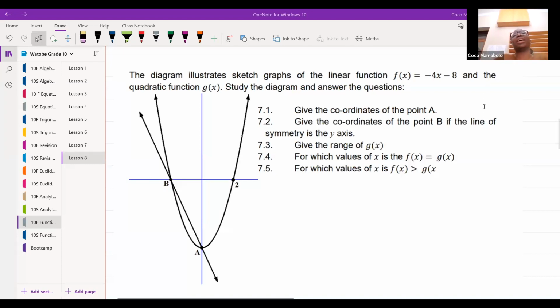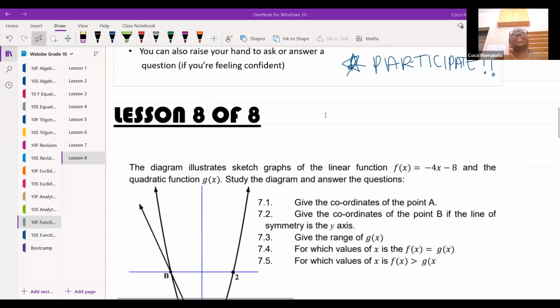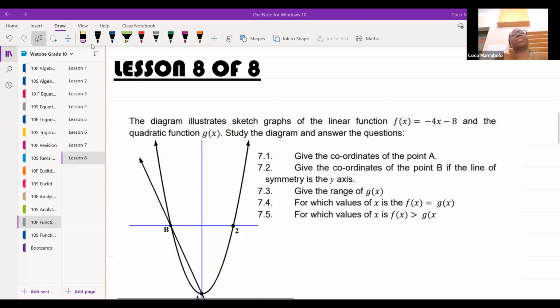Today we're going to be looking at interpreting graphs, guys. This is lesson 8 of 8. Now, Busani, since you're joining us for the first time today, you've already missed lessons 1 to 7. But don't stress. You can find the recordings for lessons 1 to 7 on our website, and you're able to go through them and see what we've done so far. Today we're going to be looking at interpreting graphs and how we can possibly answer questions that look like this one.